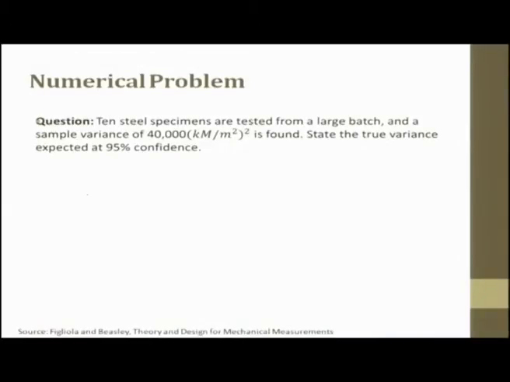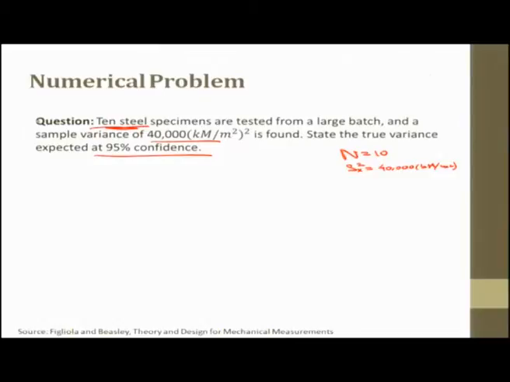So, I have this problem here: 10 steel specimens are tested from a large batch, and the sample variance is given. State the true variance expected at 95% confidence. If this kind of problem is there, we know the sample variance only and we know how many specimens are selected, we just know the value of n is equal to 10 and we know the value of Sx square, which is 4000 kilometer per meter square.